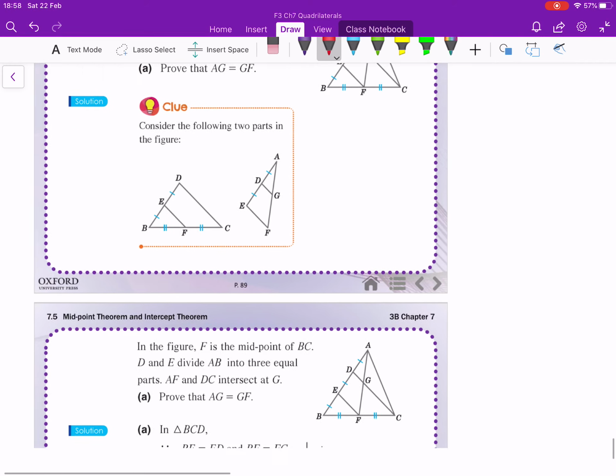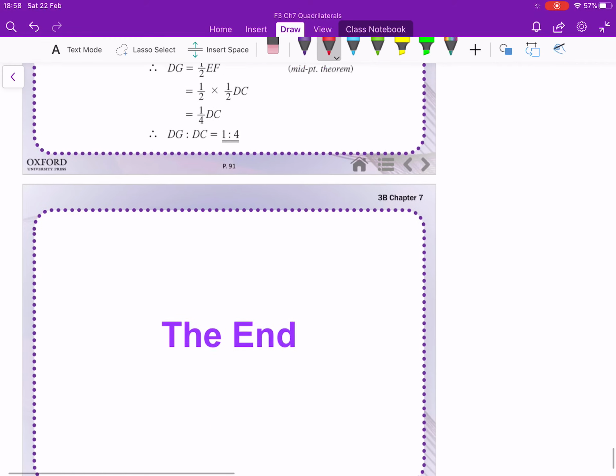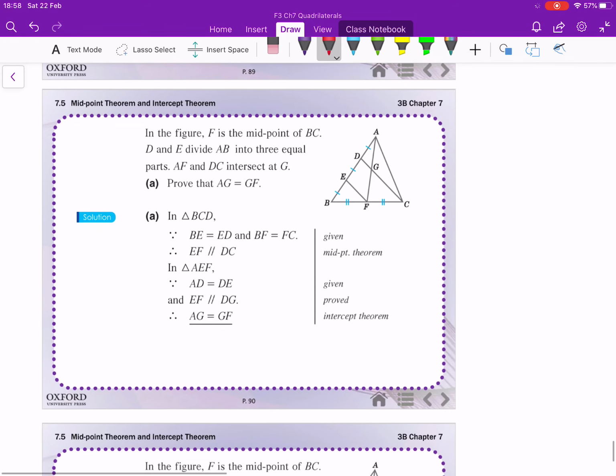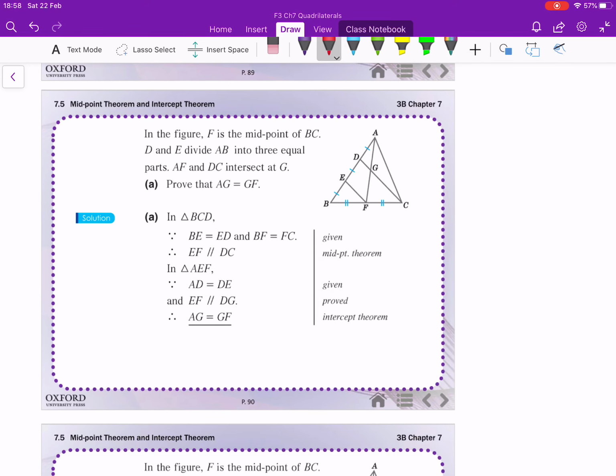Okay, is it the last example? Yes, this is the last example. Try to use both theorems in the same question and try to distinguish between them. We have a figure like this with so many equal signs. In the first part, you have to prove that AG equals GF. You have to prove that this one equals this one.